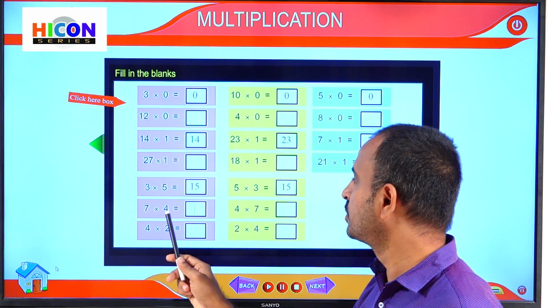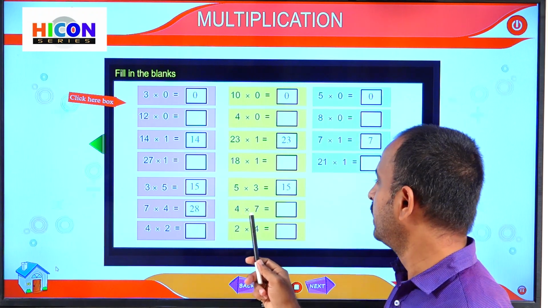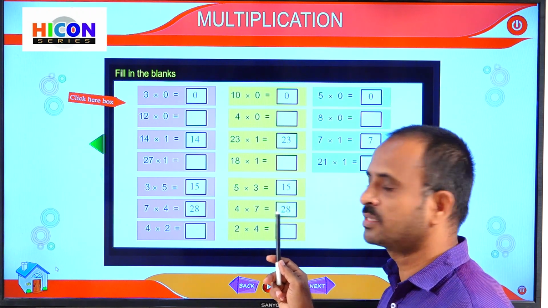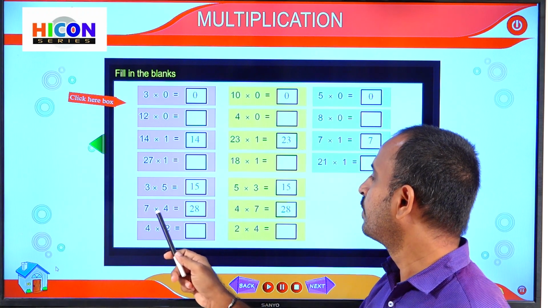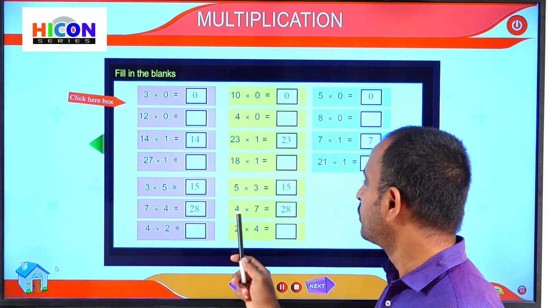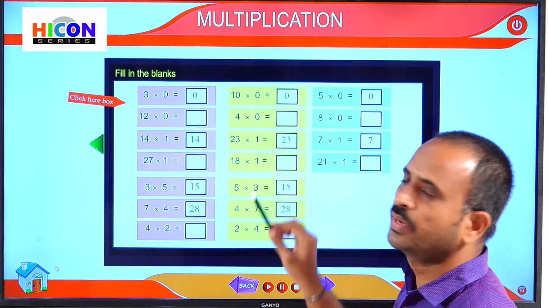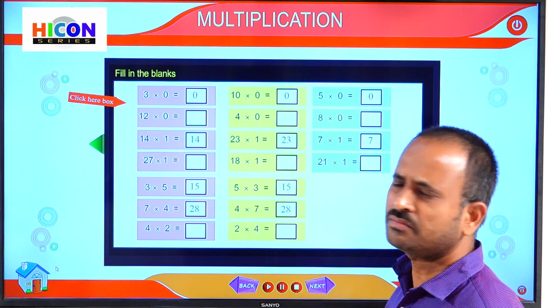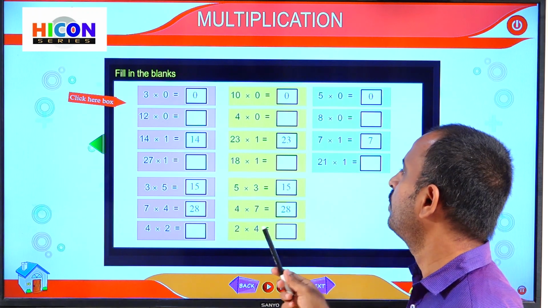That is 7 fours. Children, how much are 7 fours? 28. So here 4 sevens also becomes 28. Why? Because according to multiplication facts, the product is the same if you multiply two numbers in any order. So 7 fours are 28, and 4 sevens also become 28. So children, these are some multiplications which can be practiced by using multiplication facts. And practice the remaining problems in this section at home as homework.